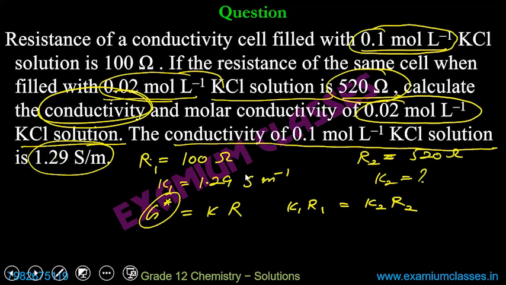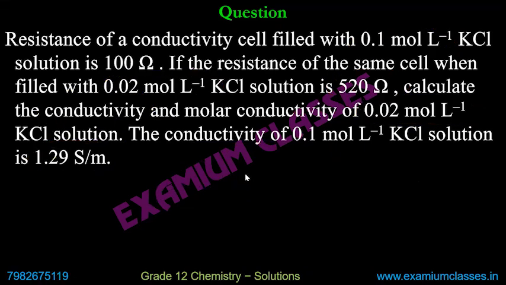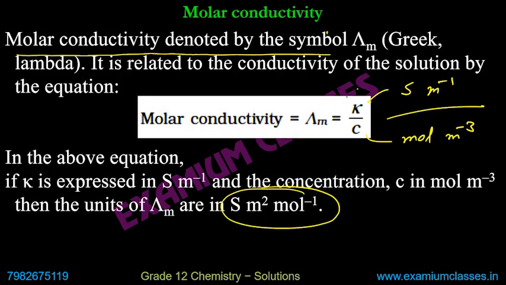I'm going back so that you can understand how to calculate the molar conductivity now. In the first case, remember we didn't make any use of these things, because cell constant depends on the conductivity and resistance only. Conductivity multiplied by resistance gives you cell constant. Now we need to calculate molar conductivity. The molar conductivity formula is kappa by C, where C is in mole per cubic meter.